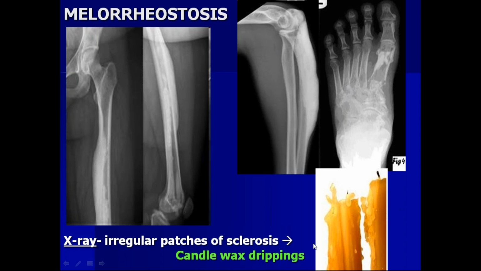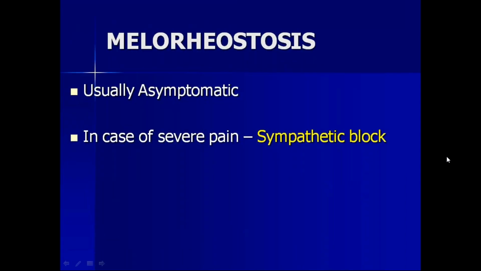Irregular patches of sclerosis, which look like candle wax drippings. It is very easy. If you have an X-ray, you can easily diagnose this as melorheostosis. Usually asymptomatic. Sometimes if there is severe pain, you can give a sympathetic block. Usually they don't present with any other problem.